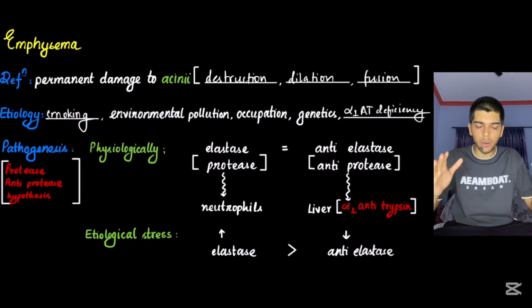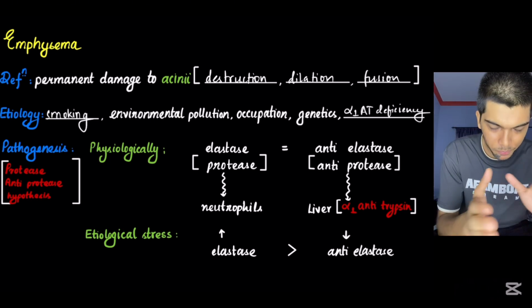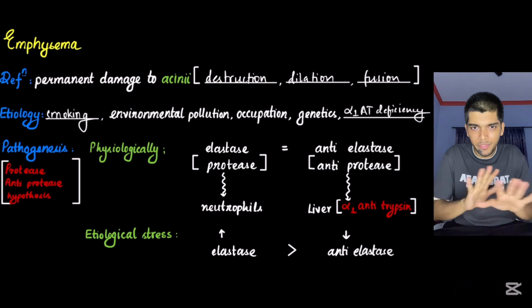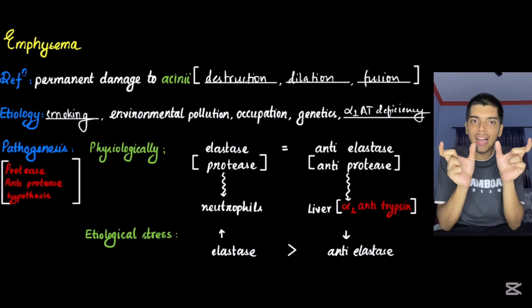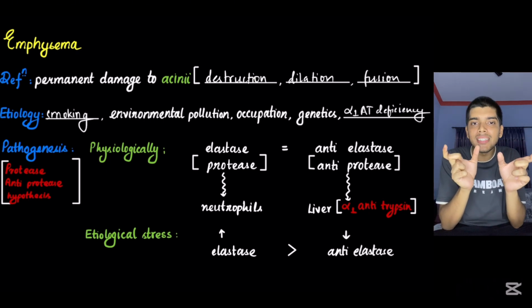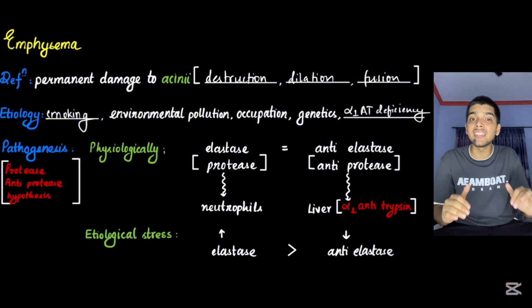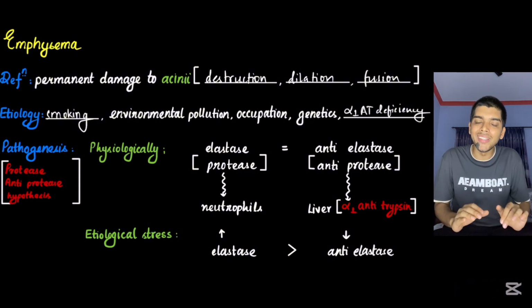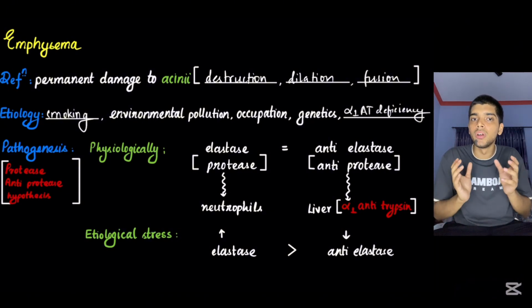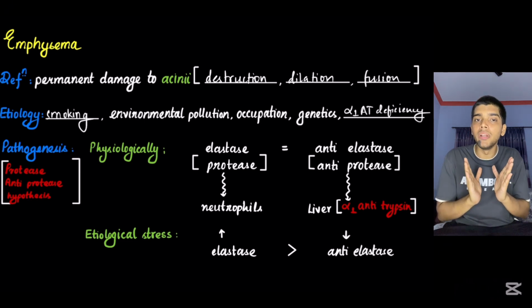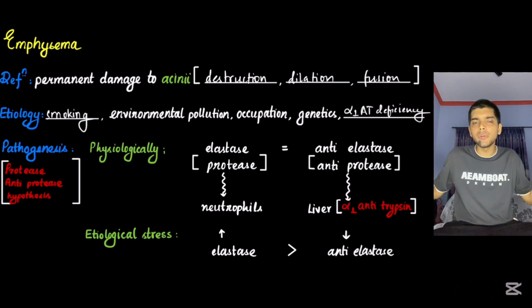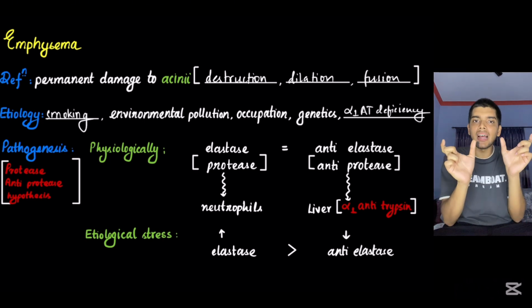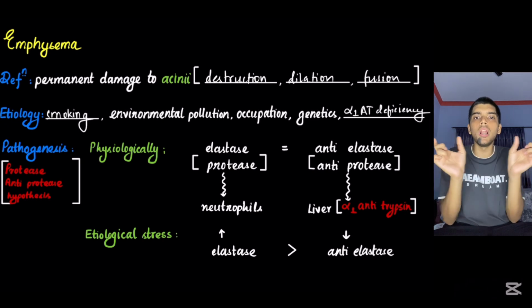Got it? No? Okay. Hear me out. It's very simple. There is elastase that breaks down elastic tissue. There is anti-elastase that prevents the breakdown of elastic tissue. When elastase is more than anti-elastase, there is excess breakdown of elastic tissue. When there is excess breakdown of elastic tissue, the alveoli lose their ability to recoil, and the person gets emphysema. That much. Elastase and anti-elastase are normally equal in your body.